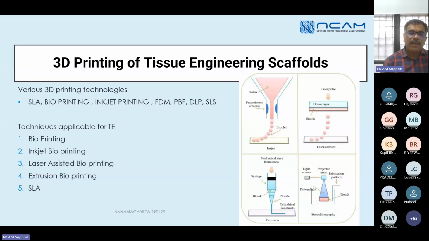And there is one more, extrusion-based biomaterial. If you see extrusion bioprinting, this is one of the common techniques where you have a syringe, and mechanical force is applied on the syringe material, and then the syringe will be moving as per the design, whatever you have incorporated.